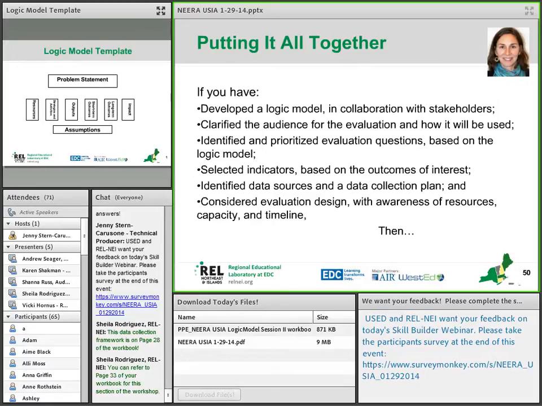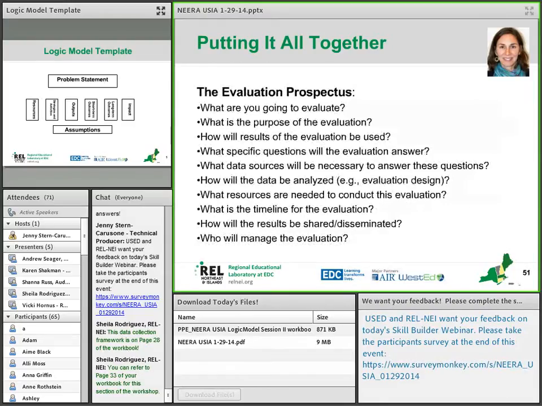And you've considered your evaluation design with the awareness of resources, capacity, and timeline. So you've done quite a bit of work in preparation for your evaluation. But we would argue that you're not quite done. And we would encourage you to generate an evaluation prospectus. This should be a fairly short, straightforward document that articulates some key points of interest related to evaluation.